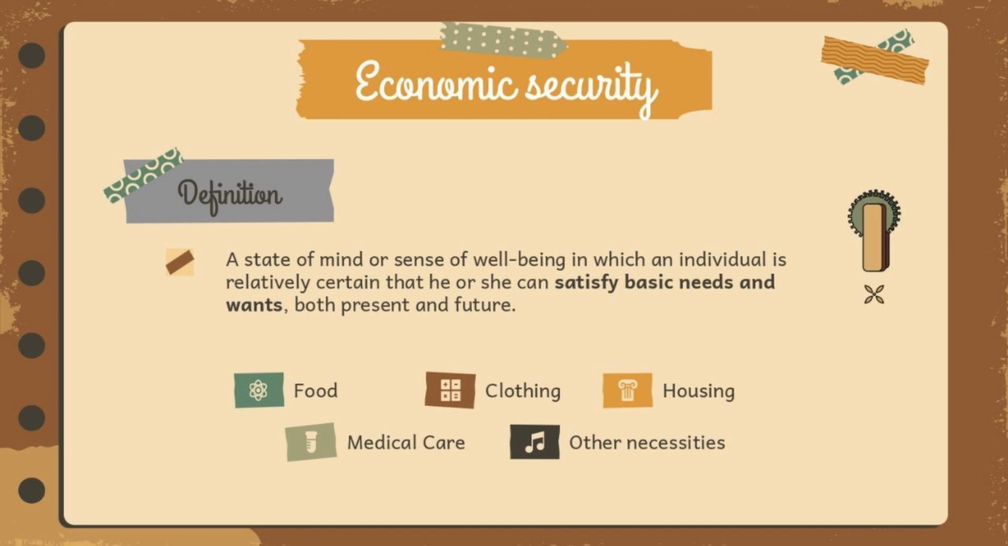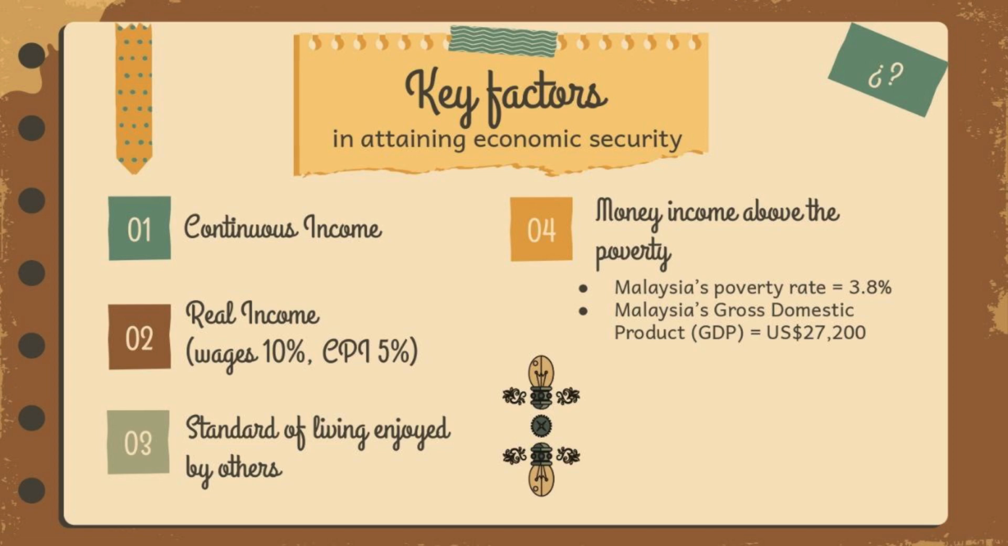Economic security, which is part of our total welfare, can be defined as a state of mind or sense of well-being by which an individual is relatively certain that he or she can satisfy basic needs and wants, both present and future. The phrase basic needs and wants refers to a person's desire for food, clothing, housing, medical care, and other necessities. Next, let's move on to the key factors in attaining economic security.